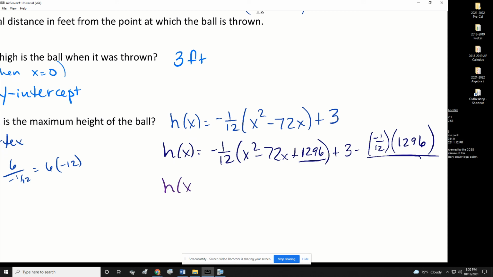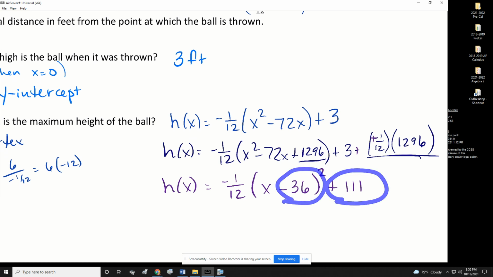Okay, we're almost done. So we're going to do negative 1/12, and then in factored form, it's x minus, and then what we got when we took half of 72. All right, and then because I have minus, we can do plus a positive. And then if I do 1/12 of 1,296, that's 108. And then plus 3 is 111. Right? So our whole vertex is the point 36, 111.